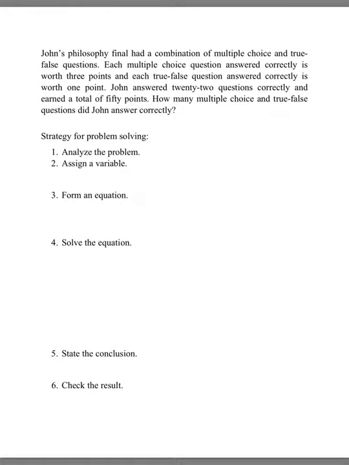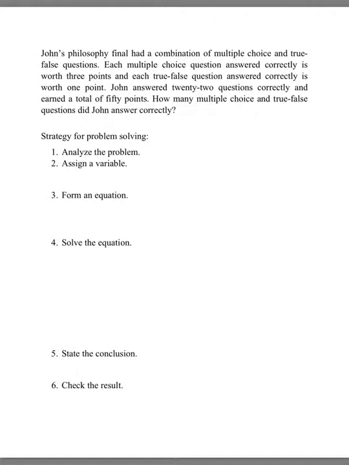Let us begin by reading the word problem out loud. John's philosophy final had a combination of multiple choice and true and false questions. Each multiple choice question answered correctly is worth 3 points, and each true-false question answered correctly is worth 1 point. John answered 22 questions correctly and earned a total of 50 points. How many multiple choice and true-false questions did John answer correctly?